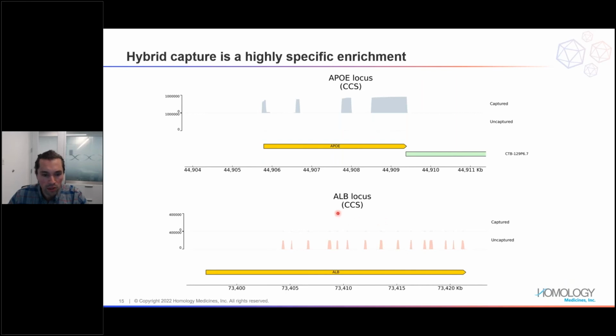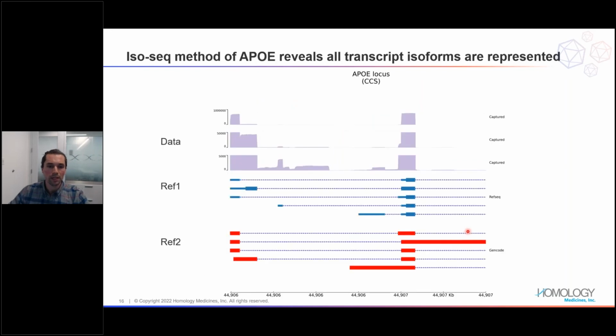Here we're looking at the albumin locus. You can see in the uncaptured sample, all these exons are very well represented across the board. In the captured sample, you can see a little bit of it, but what this is saying to us is our hybrid capture is a highly specific enrichment.